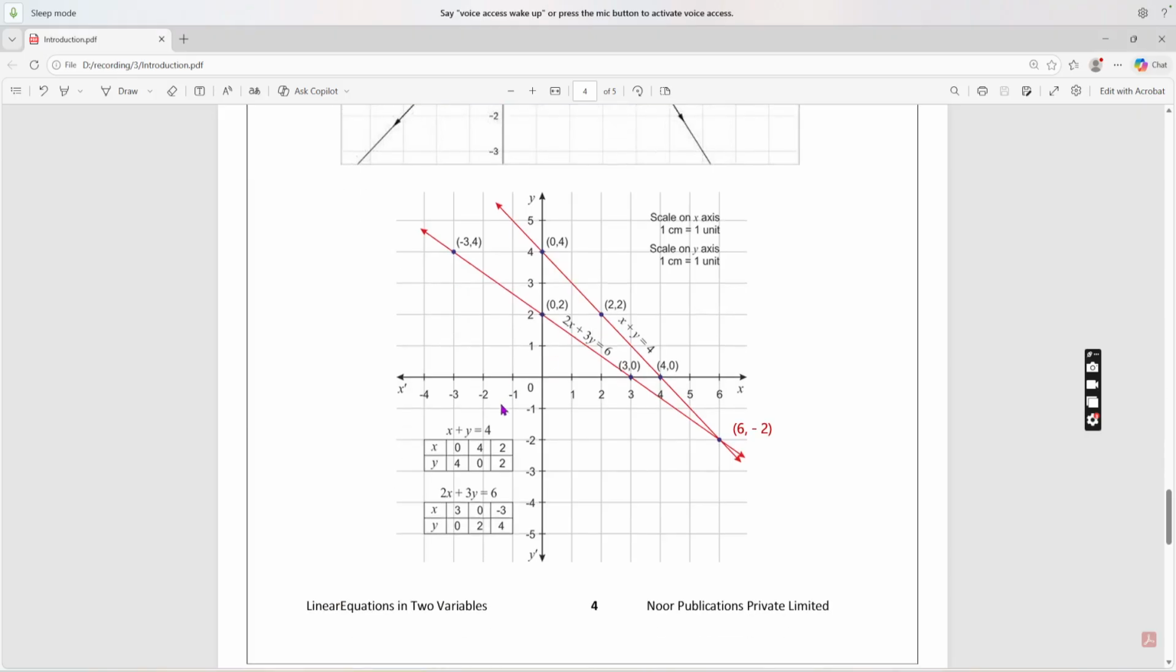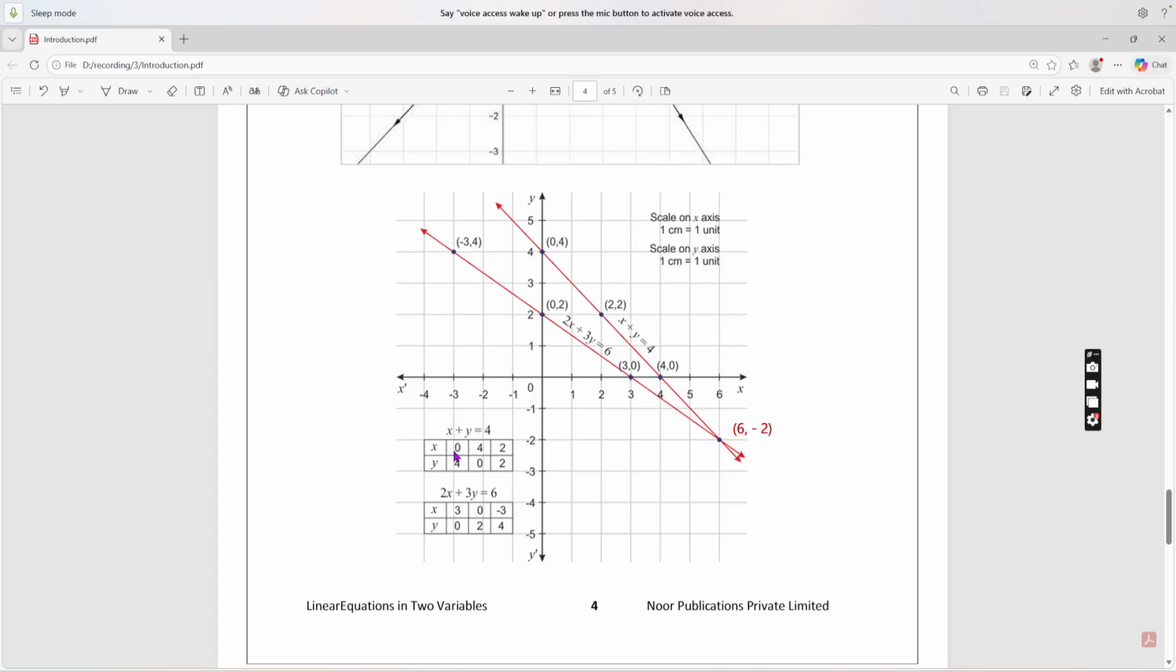Now the same thing we can see here. How we are getting these points, that is what I'm going to tell you, because this is going to be applied in our further word problems also, which we are going to do in our next video. x plus y is equal to 4. This is the linear equation in two variables, which is given in the question.